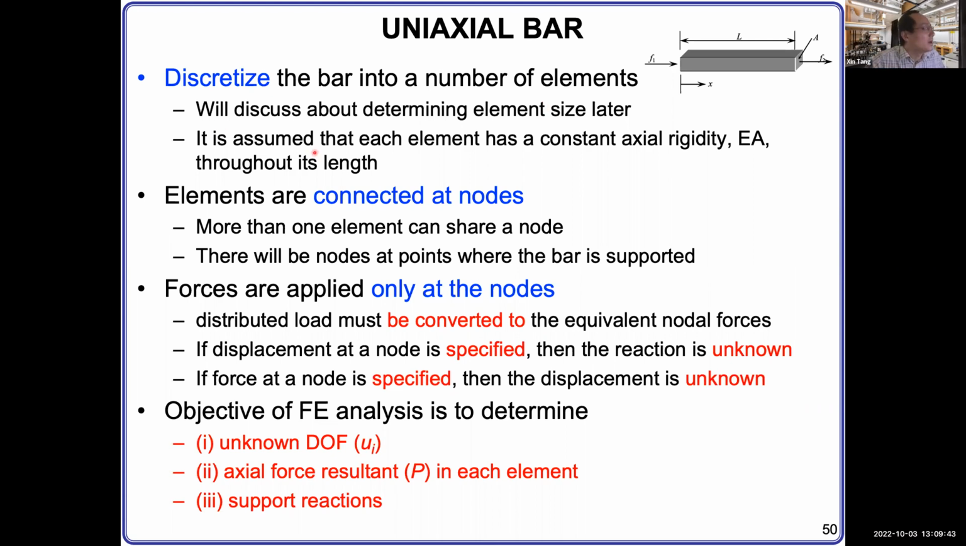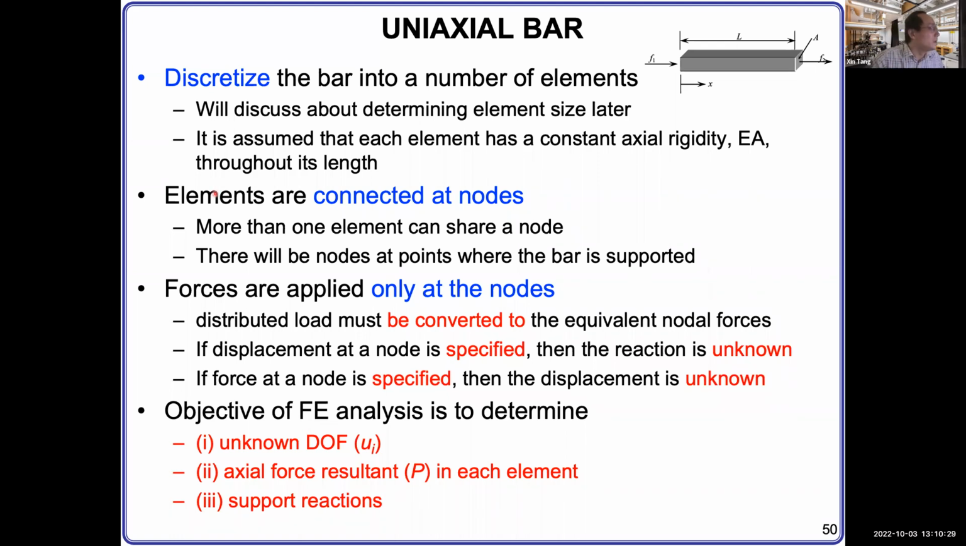Then when we discretize, we will make sure each element has a constant axial rigidity, EA. EA is axial rigidity. E is Young's modulus. A is cross-section area. Throughout its length, it is assumed constant. So that means if the material has different cross-section area at different points, you tend to discretize it into small pieces, and in each piece, the axial rigidity is constant. So that enhances the establishment of the rigidity matrix. Otherwise, the rigidity matrix will be very complicated.